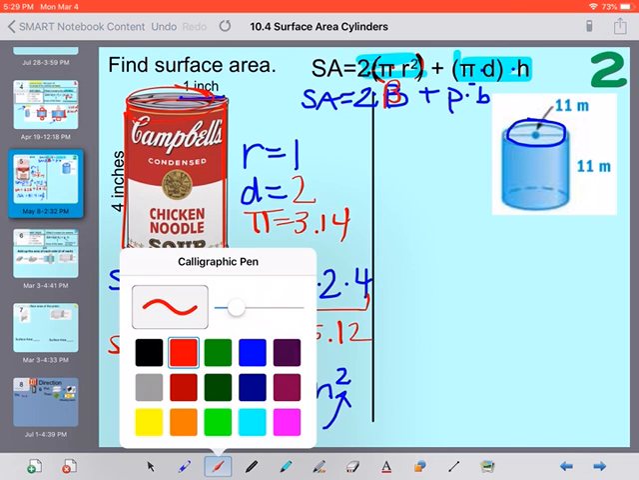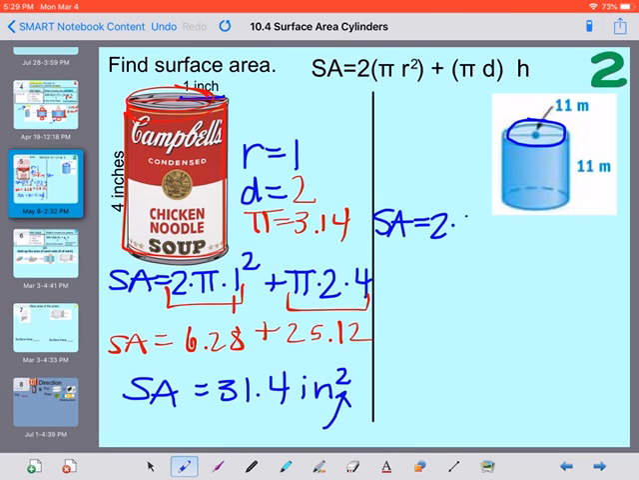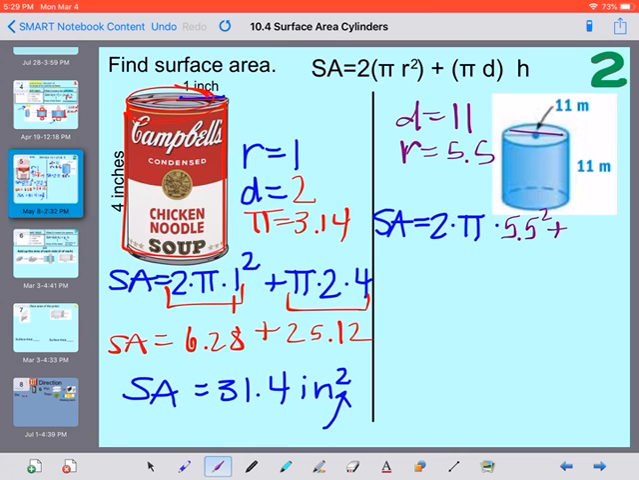Let's take a look at the next question. Same thing, we're going to use our formula up here. So we have surface area equals 2 times pi times our radius squared. They give us the diameter is 11, so our radius is half of that, which is 5.5. So 5.5 squared plus pi times the diameter, which is 11, times our height, which is also 11. Lots of 11s today.